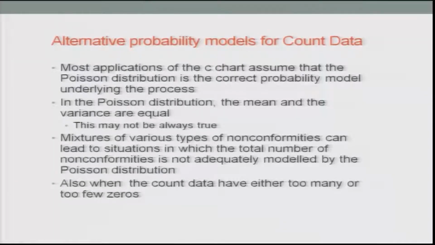Also, when the count data has either too many or too few zeros, it may be a problem, because the Poisson distribution is a discrete one, and in the discrete case we want to find out what the numbers are. So, if there are numbers, they would denote, say, the number of defects or the number of good items we want to find out. So, if there are too many zeros or too few zeros, then obviously the Poisson distribution may not be the actual case which will give you that information.